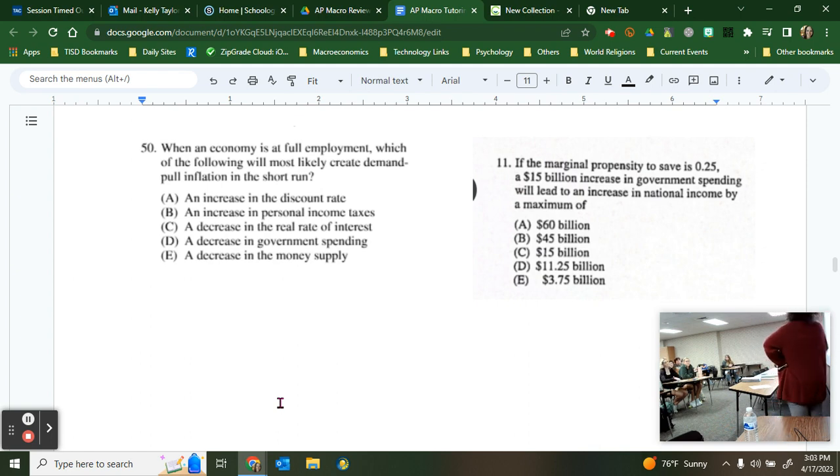Which answer? It says government spending, so you'll never guess. It's spending, so circle that. The MPS is 0.25. So the spending multiplier here is going to be 1 over 0.25, which is 4. 4 times the spending. In this case, government spending is increasing by 15 billion. So 15 billion times 4 gives you the change of GDP of 60 billion on that question. That's letter A. Any questions on this page?